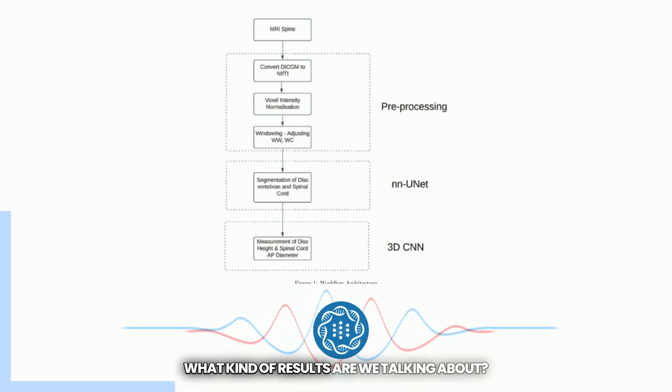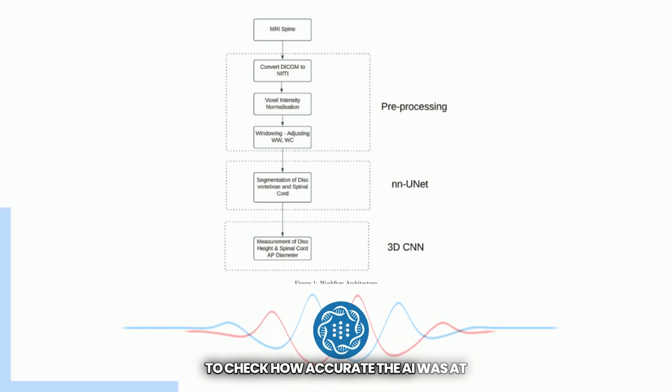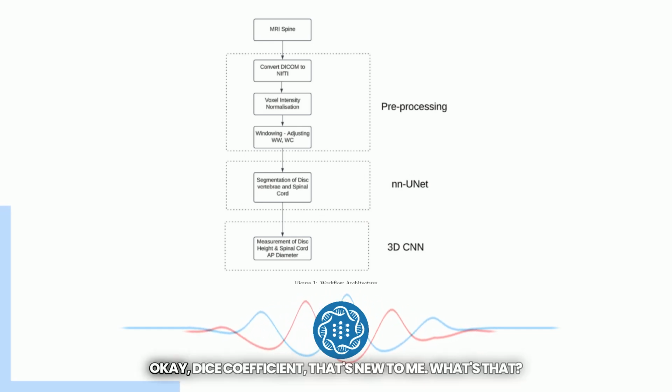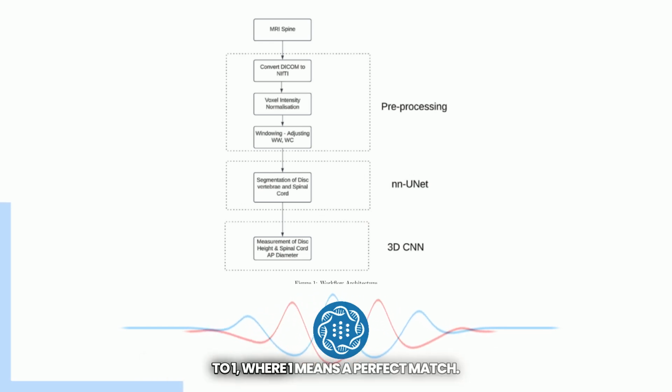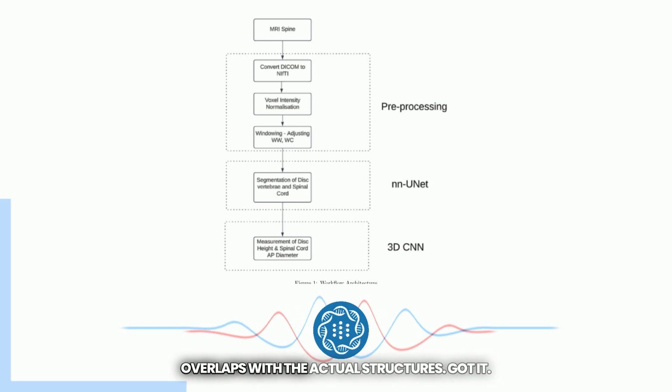Okay, spill the beans. What kind of results are we talking about? So they used something called the dice coefficient to check how accurate the AI was at segmenting the different parts of the spine. Okay, dice coefficient, that's new to me. What's that? Think of it like a score from 0 to 1, where 1 means a perfect match, like the AI's segmentation perfectly overlaps with the actual structures.